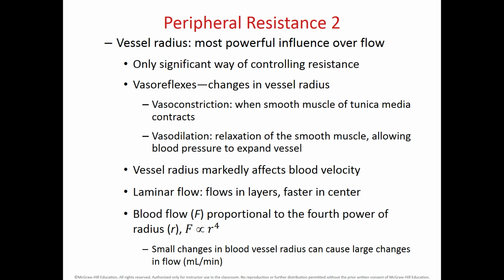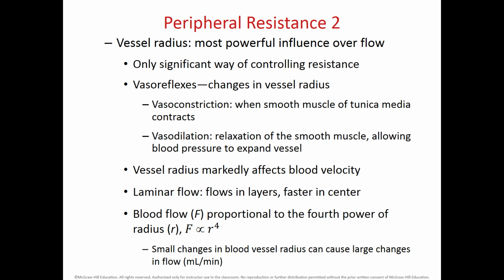Now, the vessel radius is influenced by the sympathetic system. So when you have the sympathetic system active, you produce vasoconstriction, because we have receptors within the smooth muscle cells of the tunica media that respond to adrenaline or noradrenaline that are released by the sympathetic system nerves, and they will produce the constriction or reduction of the diameter of these blood vessels. Now, when you have less activation of the sympathetic system, you have vasodilation, because you have relaxation of the smooth muscle.